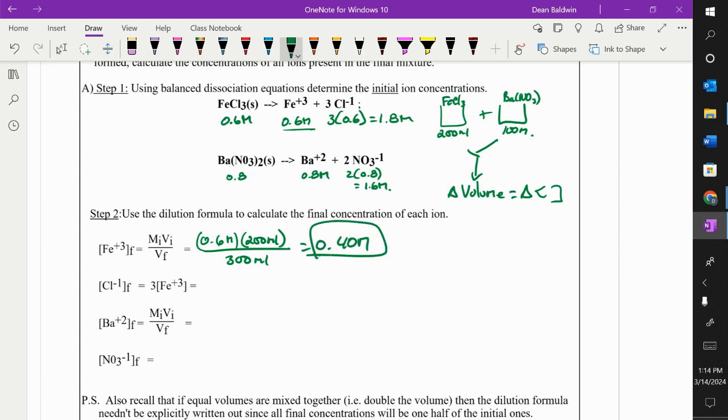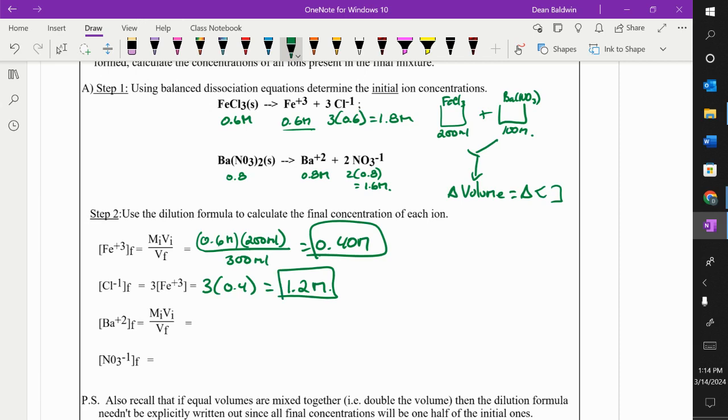Okay. We can do that for each one. And, well, you don't even have to do it for the chlorine because it's 3 times that, right? So you can literally just go 3 times the concentration of the iron. Does that make sense? Okay, so 3 times 0.4 is going to give me 1.2 molar. I mean, you could go through with the formula. You'll get the same thing.